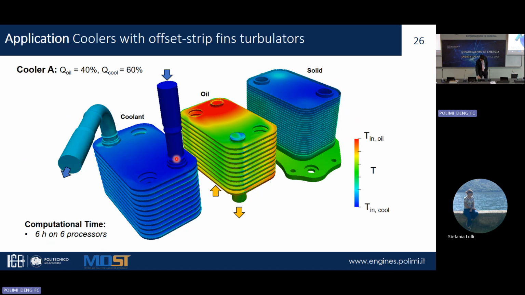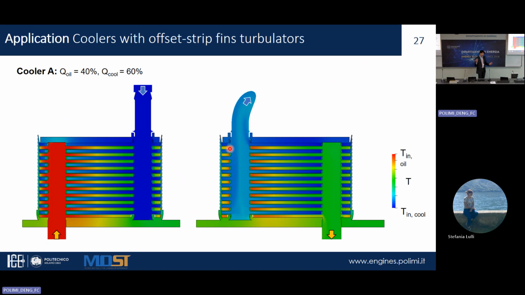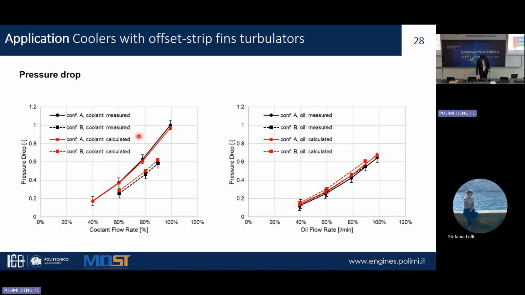Okay, and here you see the 3 different regions. We have the solid, the oil, and the coolant, with also the inlet and the outlet pipe, and as well for the oil. And this is, say, a cutting plane that allows us to see the temperature of the two fluids in a plane in which we have the inlet of the hot fluid and the inlet of the cooling fluid. So it's a kind of equicurrent with crossing between the two of them.